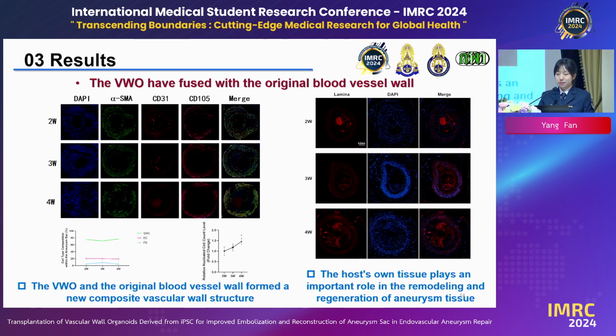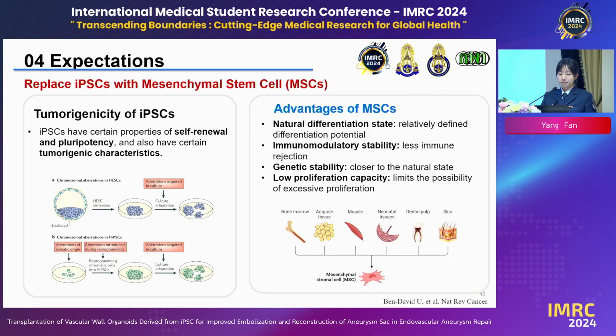Immunofluorescence confirmed the fusion of VWO with the arterial wall, forming a new composite structure. In addition to the gradual increase of the nuclei, we found that the transplanted cells primarily occupy the aneurysm center, while the host cells form the periphery.